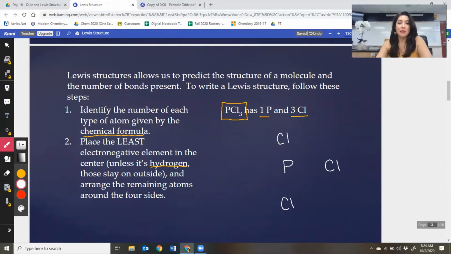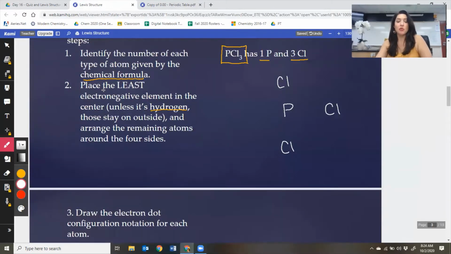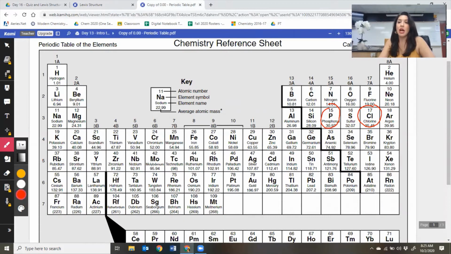The next step is to draw the electron dot configuration for each of these atoms. So remember, the electron dot configuration simply takes the number of valence electrons that each of these elements has and arranges them clockwise around. I can see that phosphorus is in the 5 valence electron column and chlorine is in the 7 valence electron column. So I'll bring that over with me as I draw them.